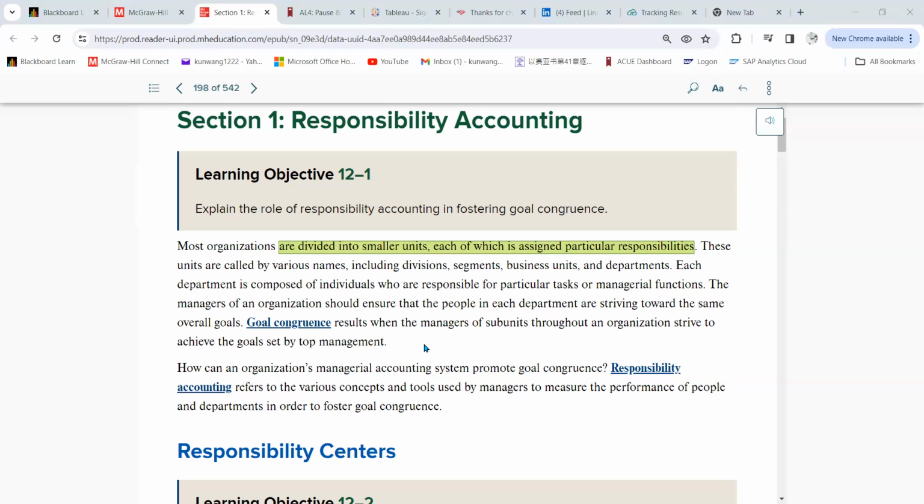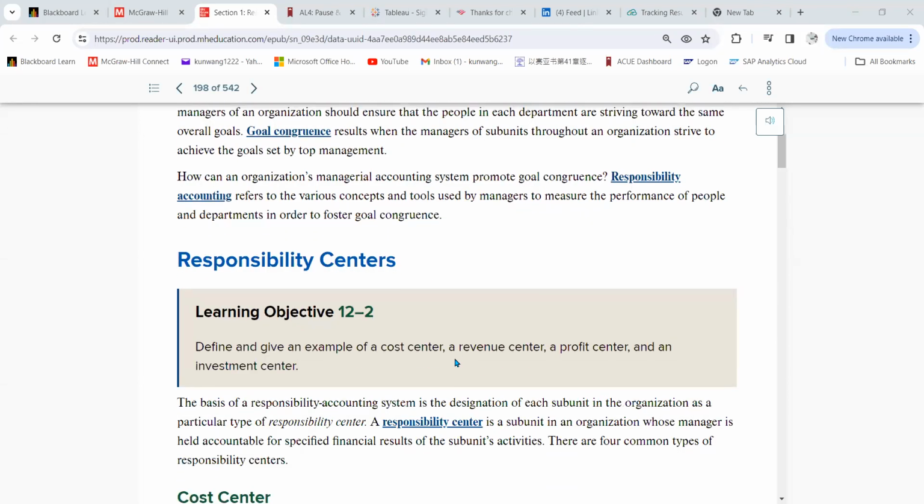This is very critical. Also, responsibility accounting has been used widely in different types of organizations to ensure we have less friction between the departments, so that every function is working for the best performance of the overall business. Okay, so that's an example.